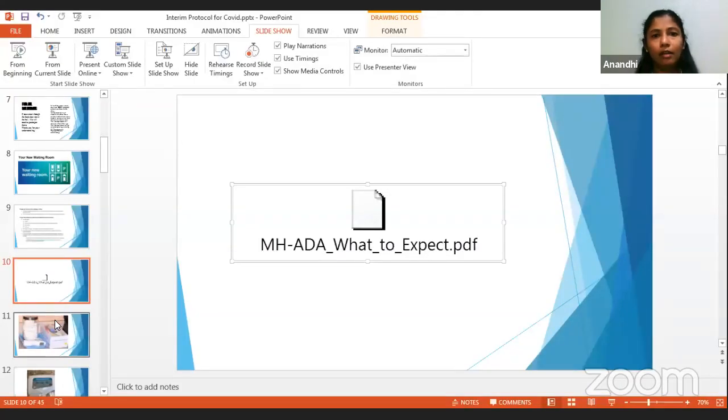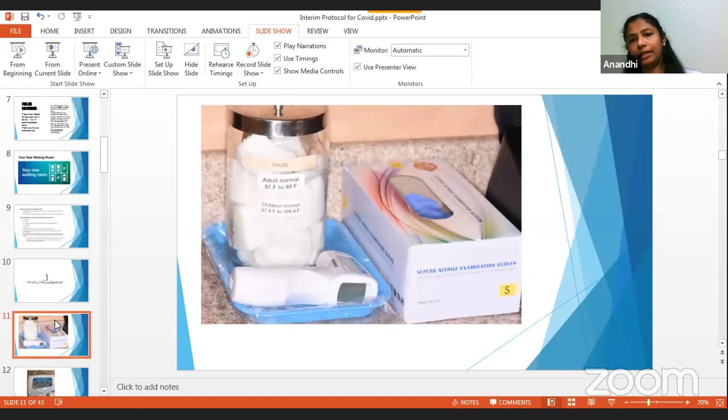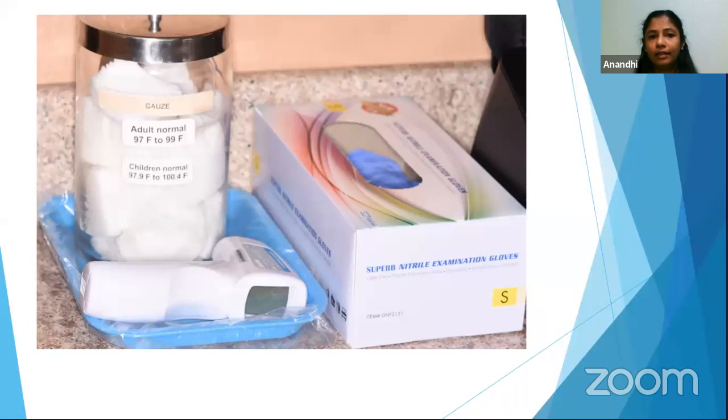So now the patient comes in, right? When the patient comes in, again, like I said, we check the temperature. My staff wear gloves and they check the temperature. I have a small cheat sheet for them so that my staff don't have to remember what the normal adult temperature is and what the children's normal temperature is. So it's all easy. We make it easy for them.